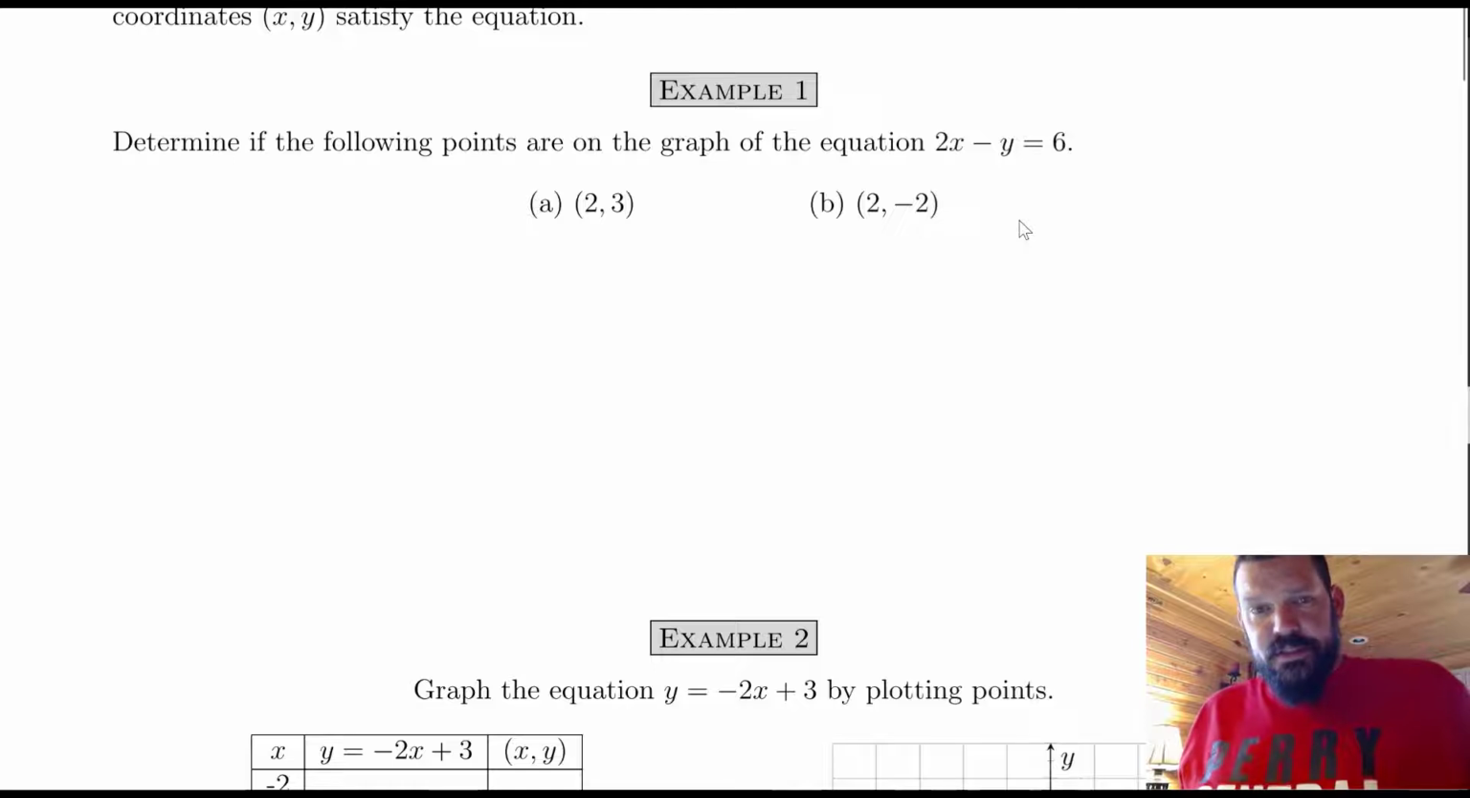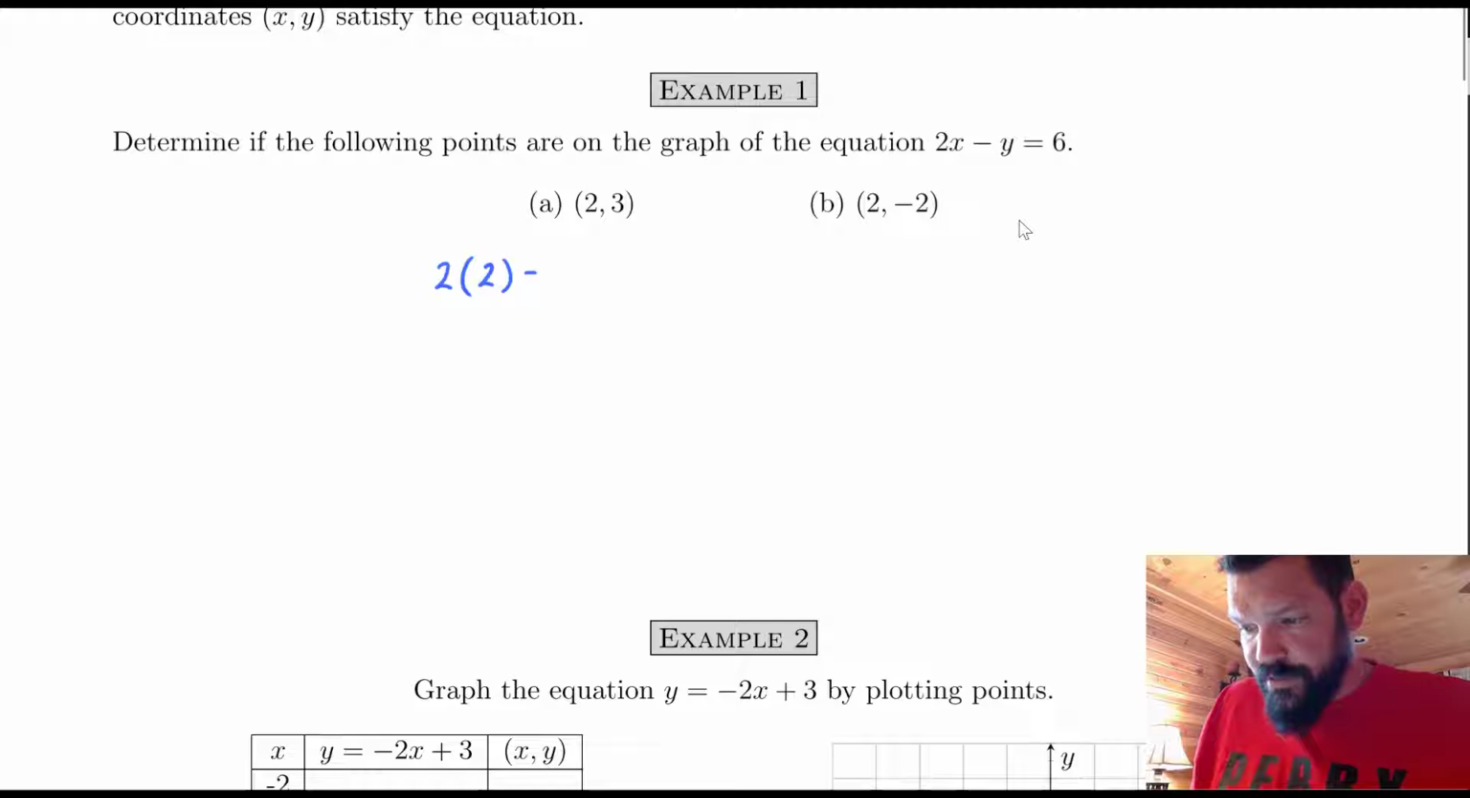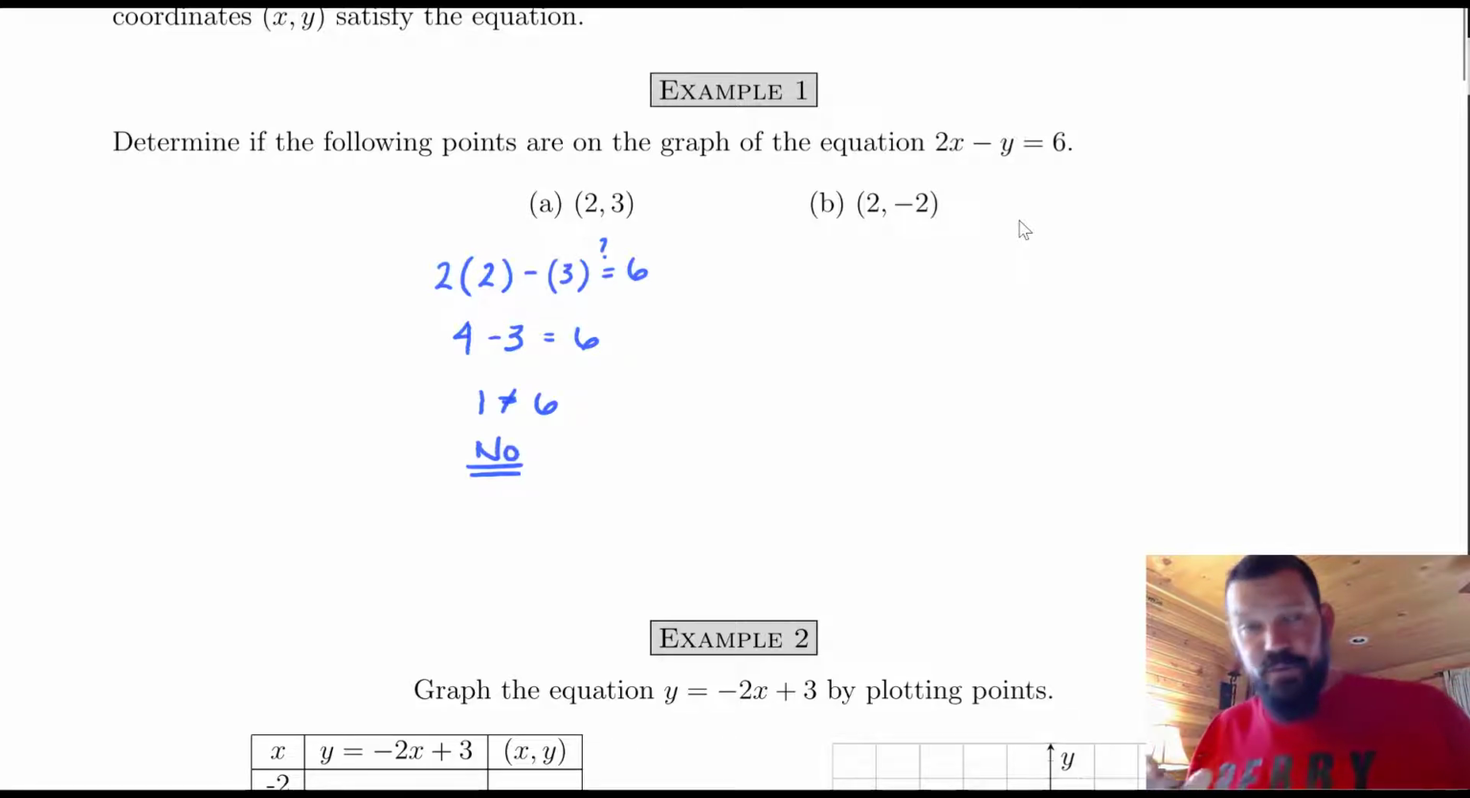For the first example, it just simply says to determine if the following points are on the graph of the equation 2x minus y equals 6. So for part A, it's given us the ordered pair 2, 3. So we're going to take the 2, substitute it in for x, and we're going to take the 3 and substitute it in for y. And we're going to check, does that equal 6? So we get 2 times 2 is 4. 4 minus 3 is equal to 1, which does not equal 6. So no, this point is not on the graph of that equation.